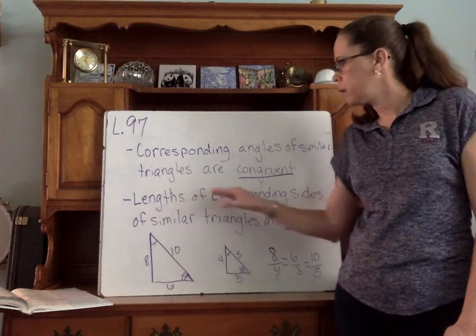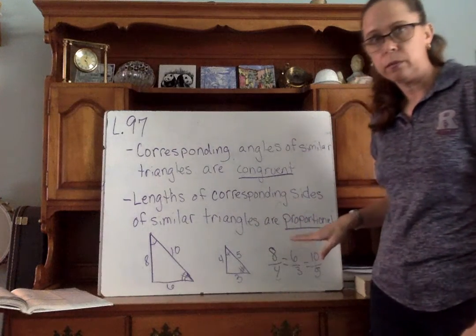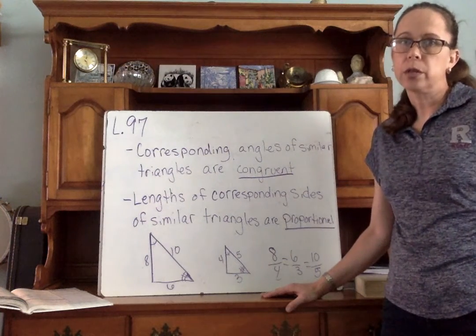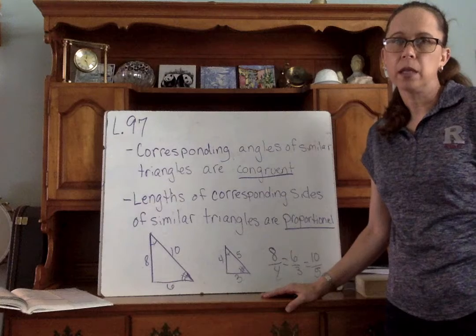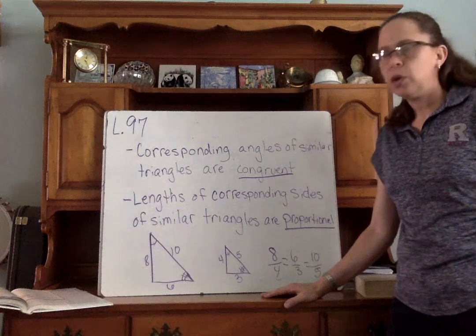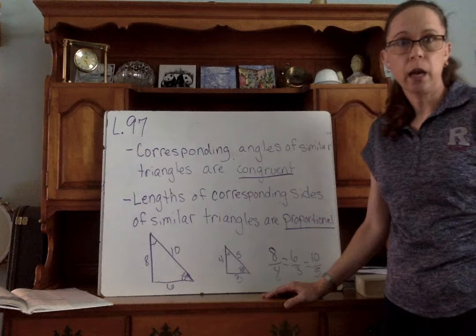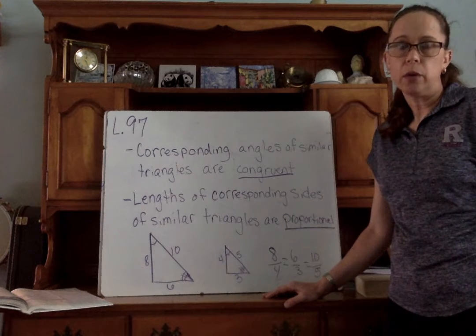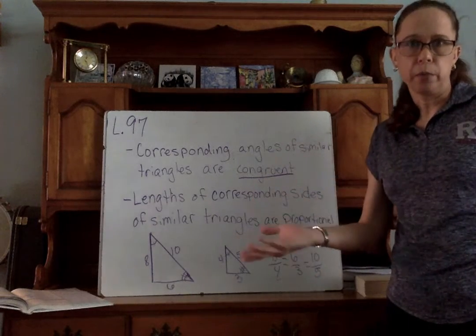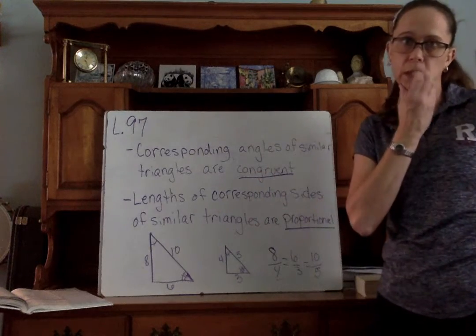The lengths of their corresponding sides are proportional. Remember, similar does not mean the same size, but if two triangles are similar, the lengths of their corresponding sides are proportional. In your textbook work for the last lesson, we had a problem that talked about which angles are corresponding angles and which sides are corresponding sides. That was in preparation for this lesson.